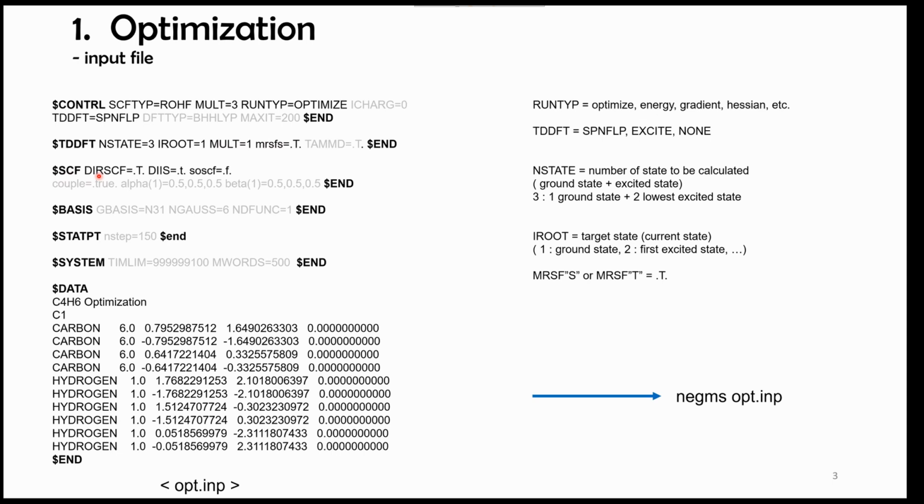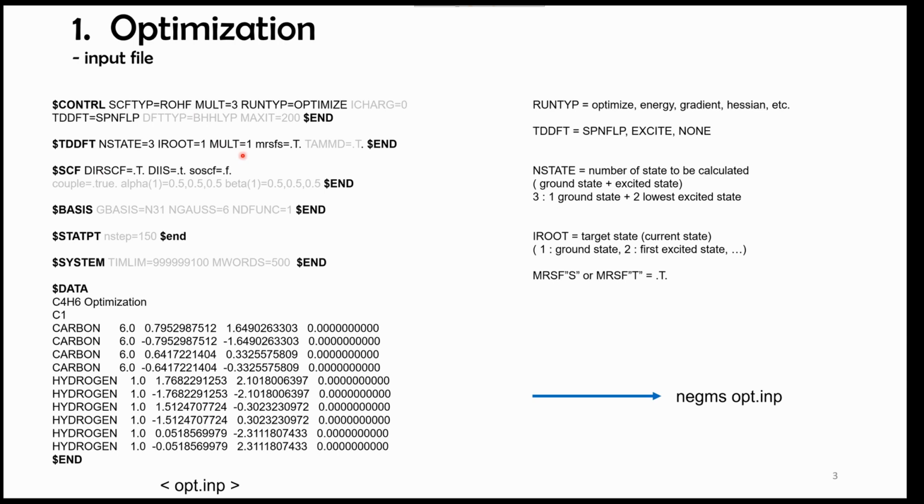So this is quite a confusing input. As you can see, in the control group the multiplicity is 3, and in the TDDFT group the multiplicity is 1. This is quite confusing because they look like the same multiplicity, one is 3 and the other is 1. This is one of the interesting parts of the GAMESS input. In the control group, the multiplicity is for the ROHF reference, so the multiplicity 3 is for the reference wave function. And the multiplicity 1 is for the target states, or the response states.